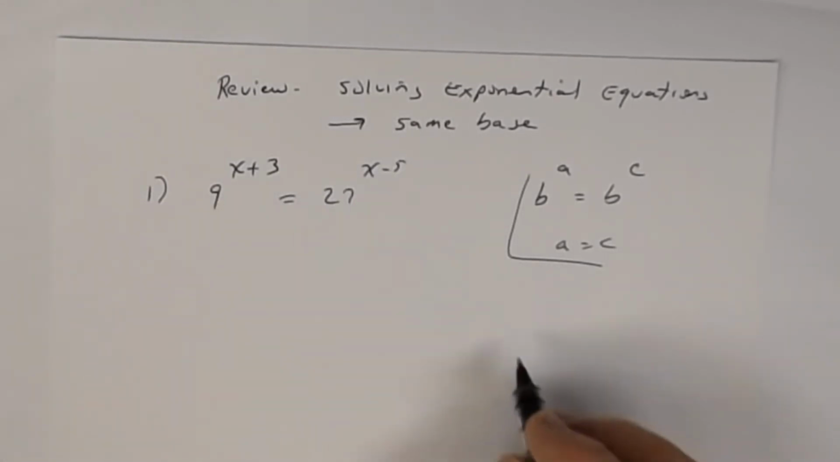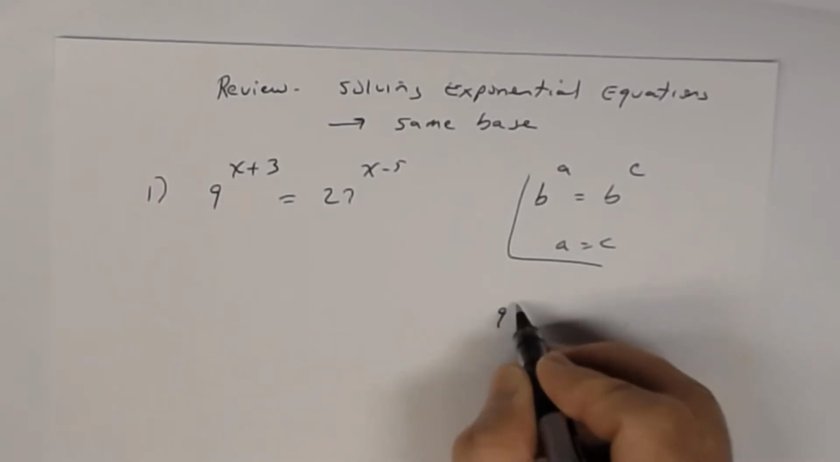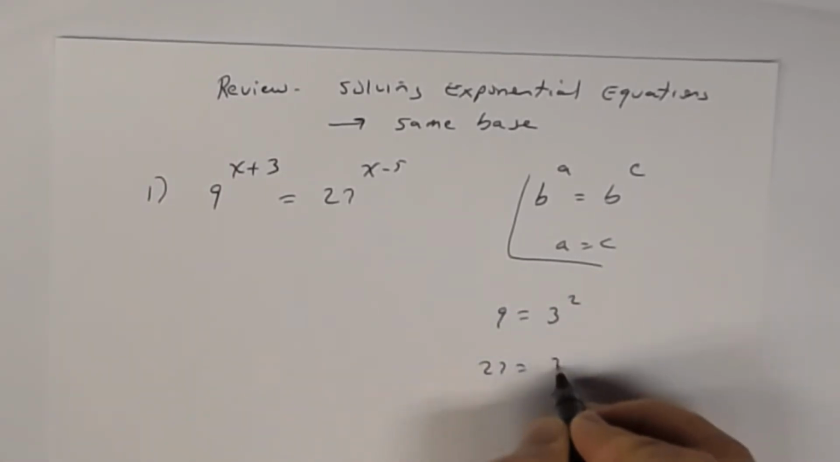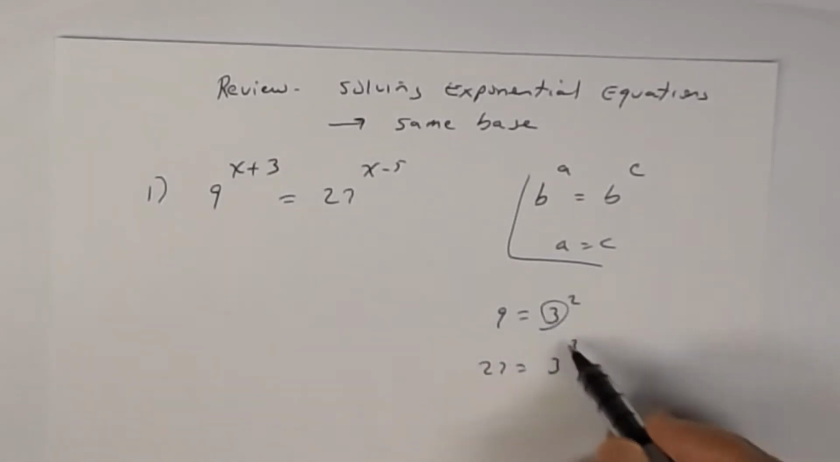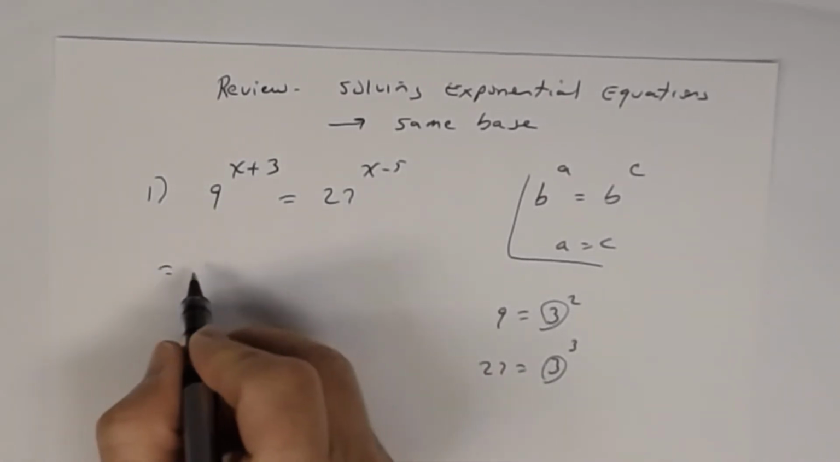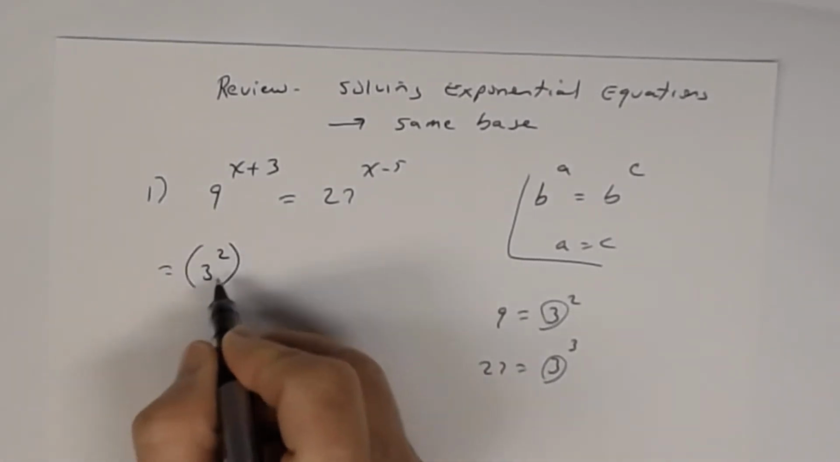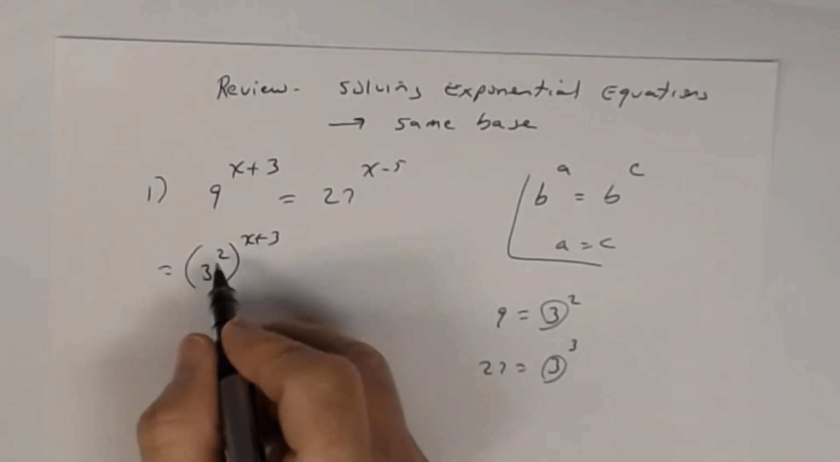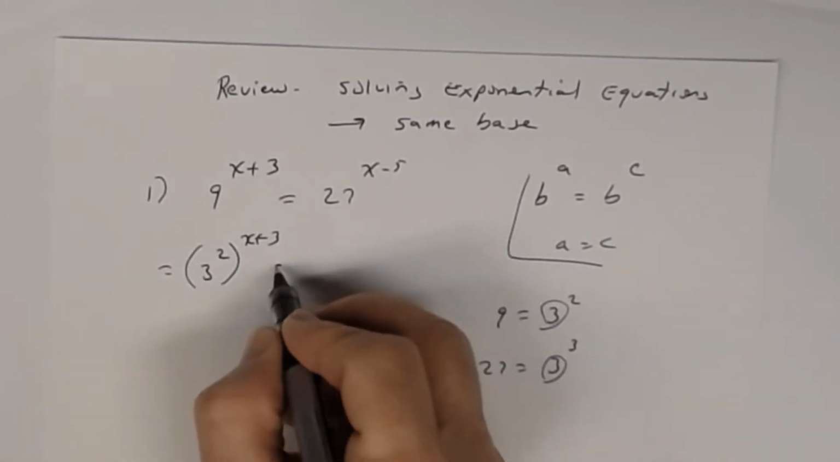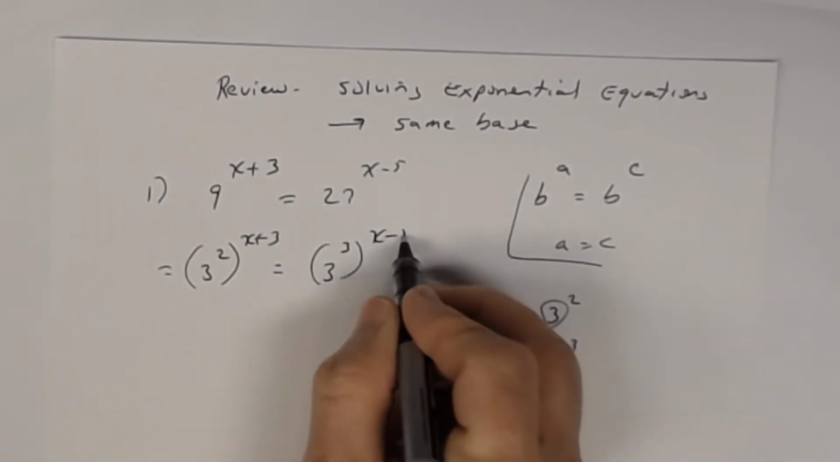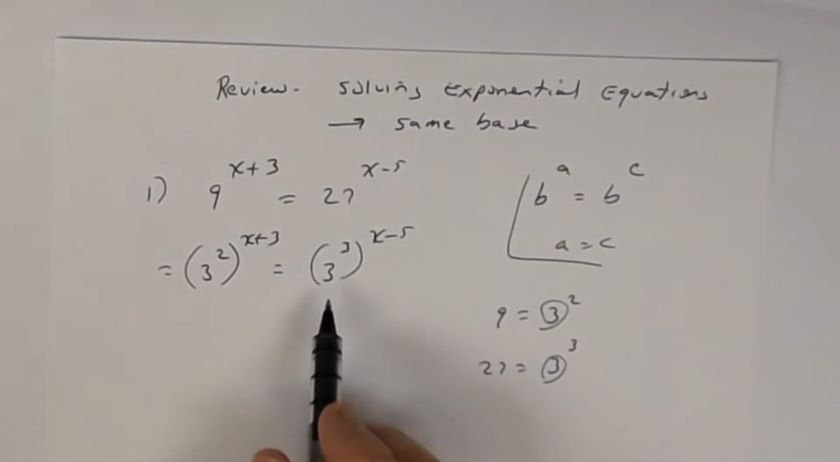So in other words, I want you to remember 9 we know is 3 squared, right? And then 27 we know is 3 cubed. So notice that these bases are the same. They both have base 3. So I'm going to rewrite 9 as 3 squared, all raised to the x plus 3 power. And make sure you put parentheses here. That's going to be important. Equal, and then 27 is 3 cubed, all being raised to the x minus 5 power. Again, parentheses are important here.